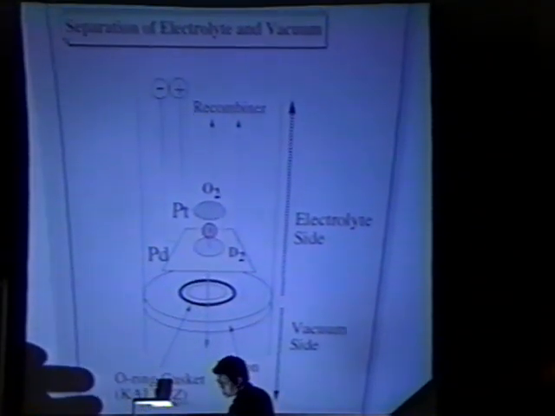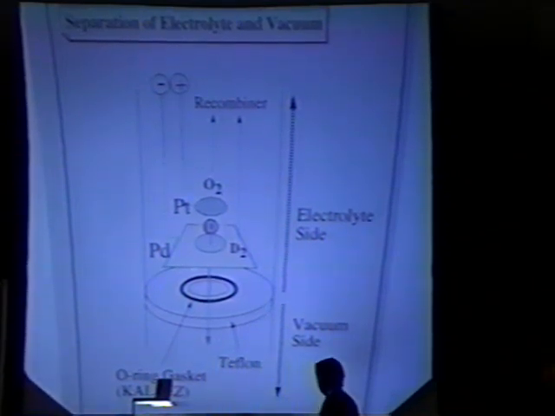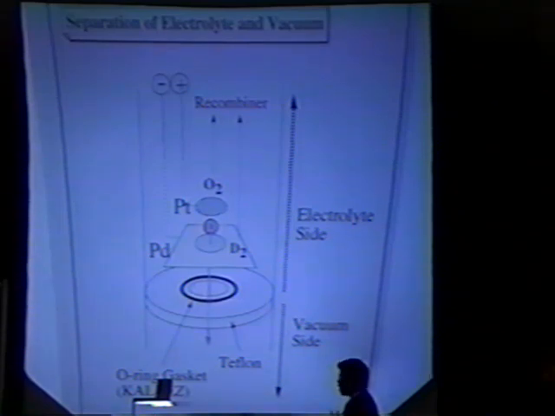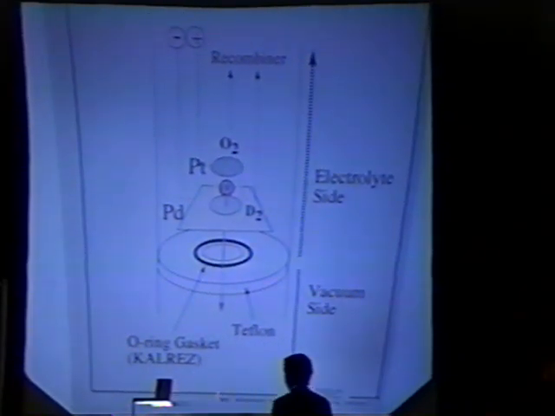This figure shows the separation of electrolyte and vacuum. This yellow sheet is the palladium cathode, and this circular mesh is the anode. Only through this circular part of the palladium do deuterium atoms pass to the vacuum side. And we use an O-ring gasket which is resistant to alkaline solution.